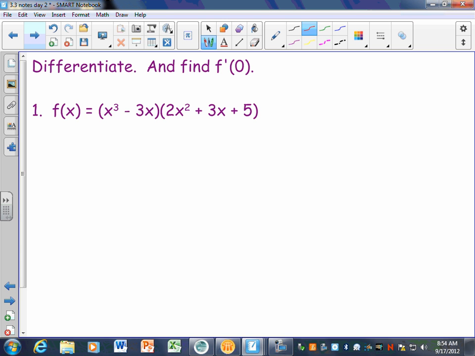So notice we have two steps here. Step one is we just want the derivative. We want to differentiate, and then we're going to do the second part. But I'm going to practice the product rule here. So I'm going to do f prime of x. Again, I want you writing that.